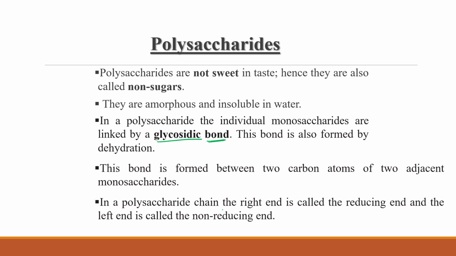This bond is formed between two carbon atoms of two adjacent monosaccharides. In a polysaccharide chain, the right end is called the reducing end. If we see the whole biochemical structure of this polysaccharide, the right end is called the reducing end, while the left end is called the non-reducing end. Okay, clear?